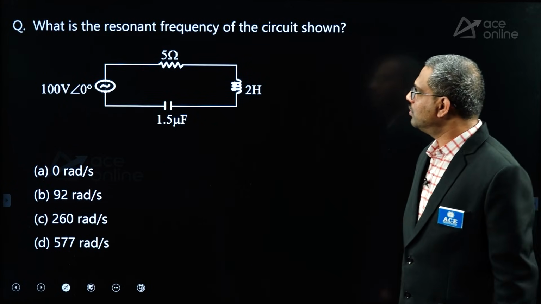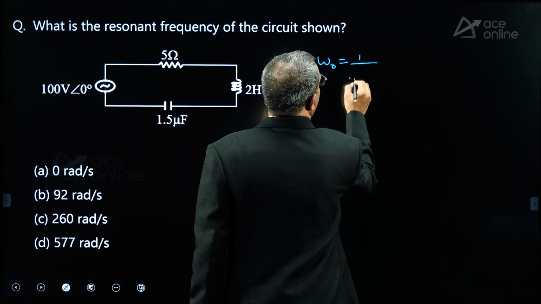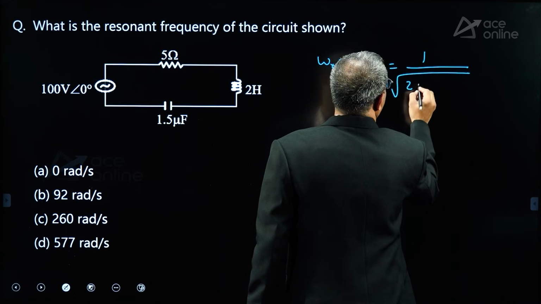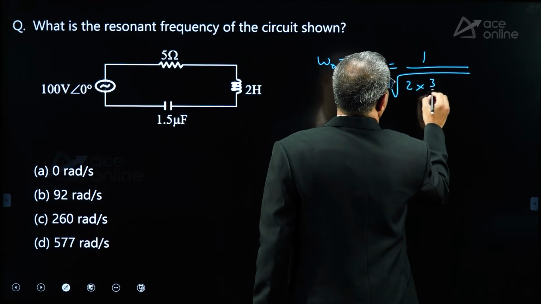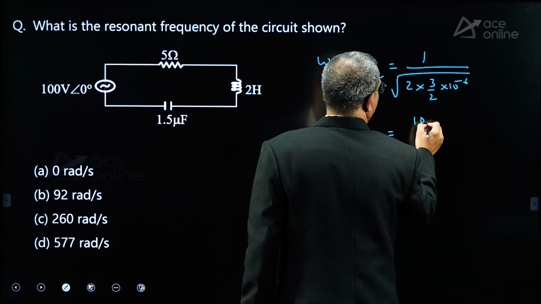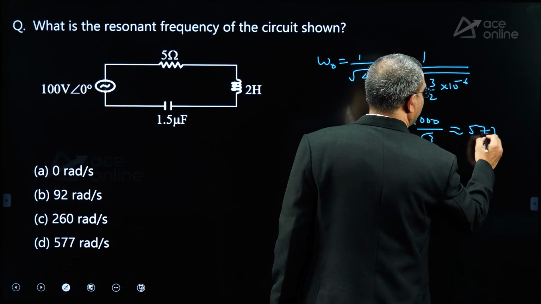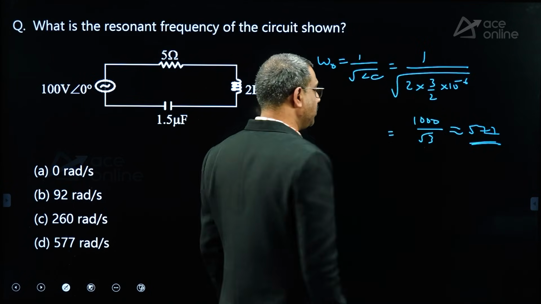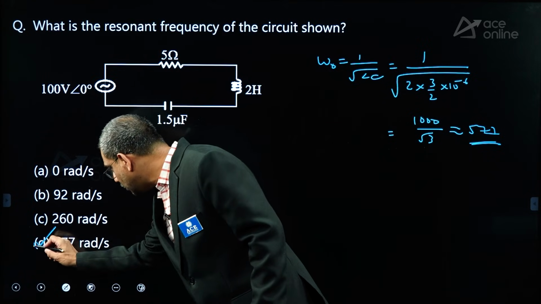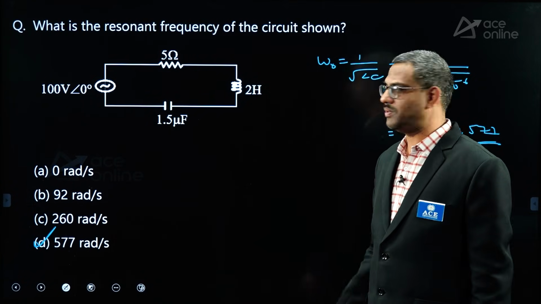Now he is asking the resonance frequency. Yes, the resonance frequency omega naught is 1 by root LC for a series RLC. L is 2, C is 1.5. So 3 by 2, times 10 to the power of minus 6. So this is 1000 by root 3. 1000 by root 3 is near to 577 point something. So based on the answer options, the nearest answer is 1000 by root 3 radians per second.